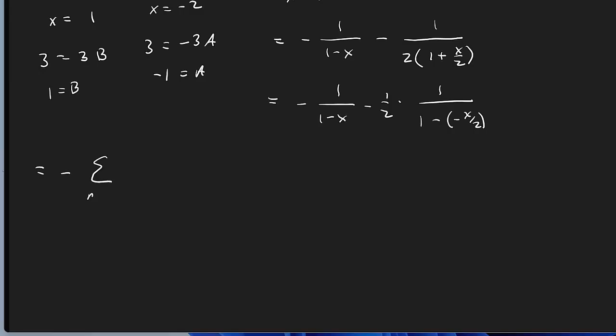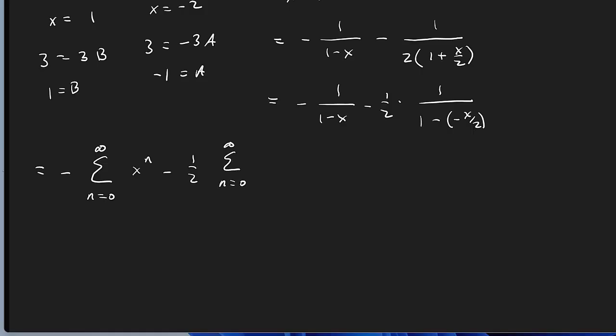Now let's come over here, and this is going to be negative the sum n equals 0 to infinity of r to the n, so that's my x there, and then that's going to be minus 1/2 the sum n equals 0 to infinity of what?